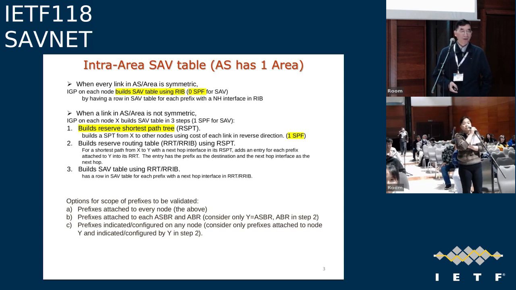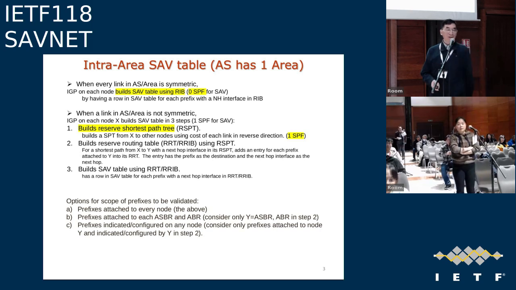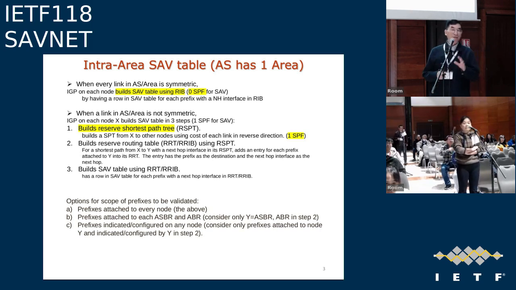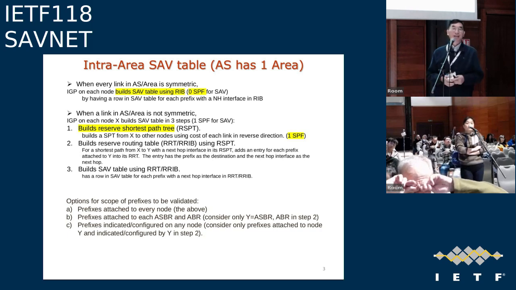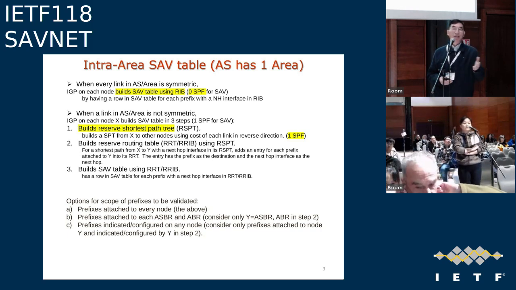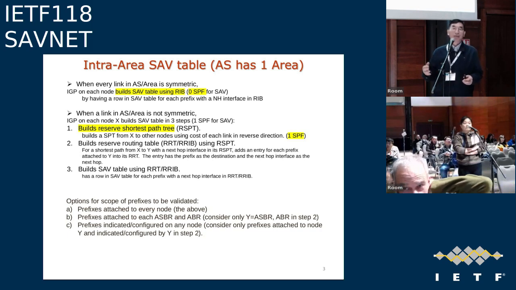Yeah, regarding your first question about the range of prefix we cover or to be validated, we propose three options. So the first option is that we cover every prefix we can get in the domain. The second option is that we only cover the prefix attached to ASBR and ABR. The third option is that we can cover whatever you want if a customer configures it on any node. So does that answer your question?